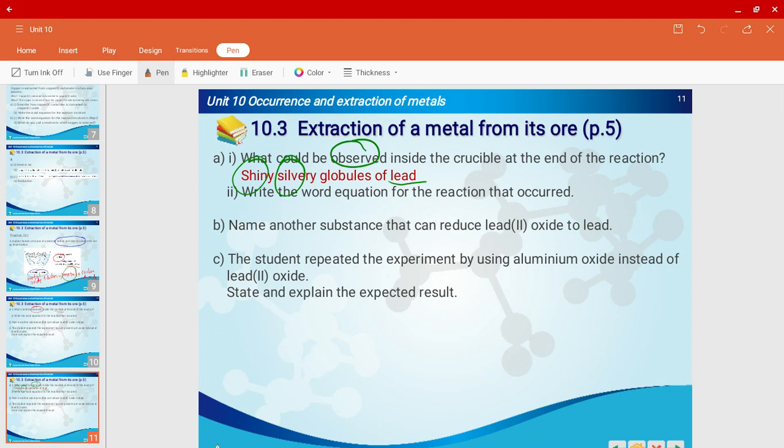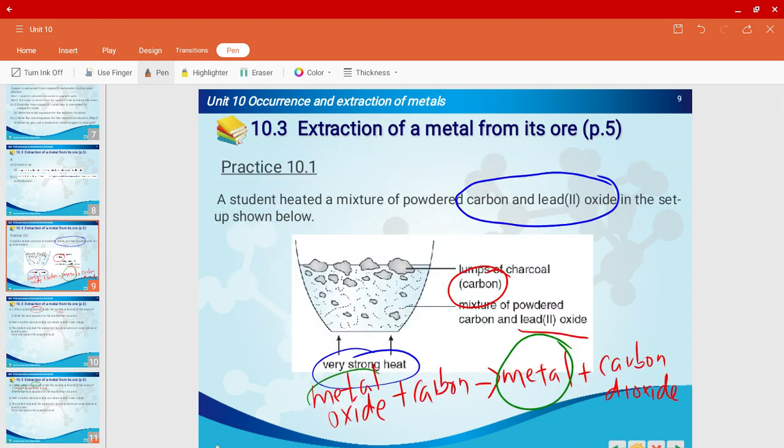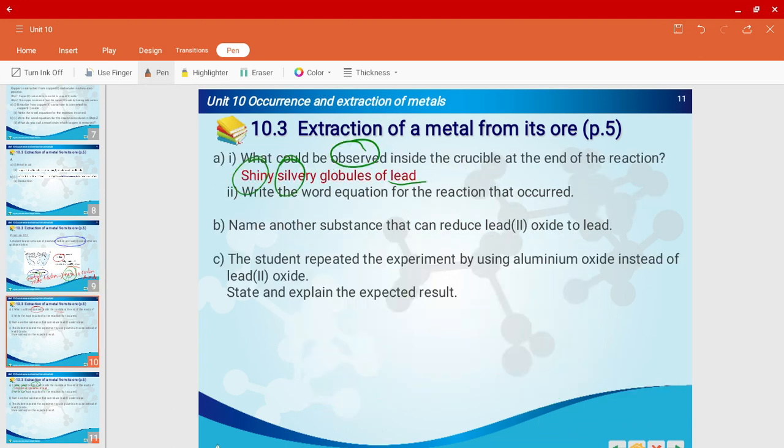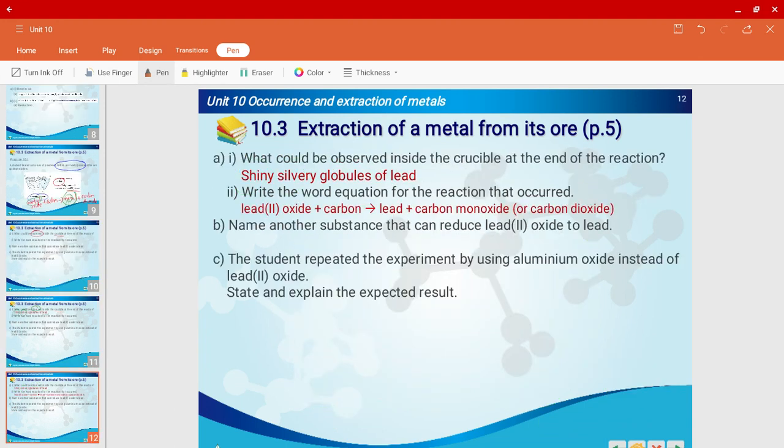And the word equation, you write that down by yourself. You will need to change this one into lead, and then this lead 2 oxide, and this one into lead. So it will look something like this. Lead 2 oxide plus carbon, you get lead plus carbon dioxide. Sometimes you can write carbon monoxide, but I prefer you to write carbon dioxide so it's easier for us to go through the questions together. Because in most cases, if you just write carbon dioxide, that is fine.